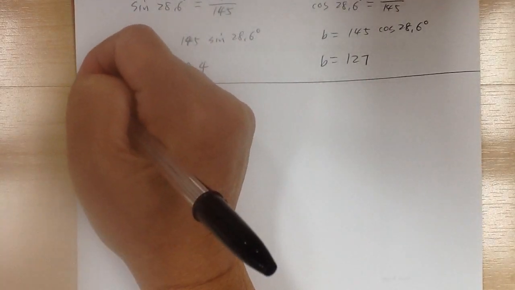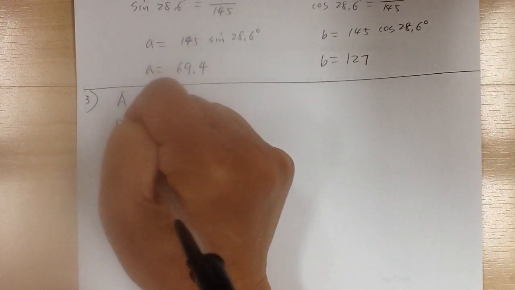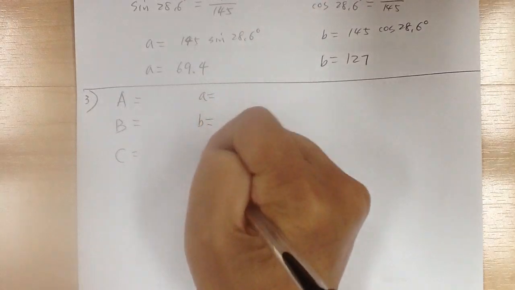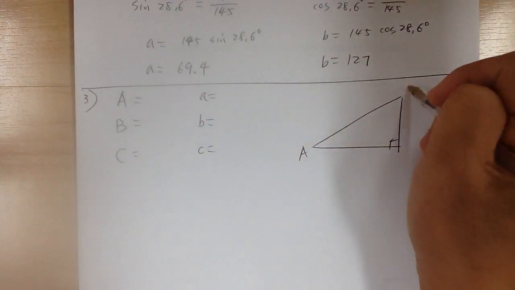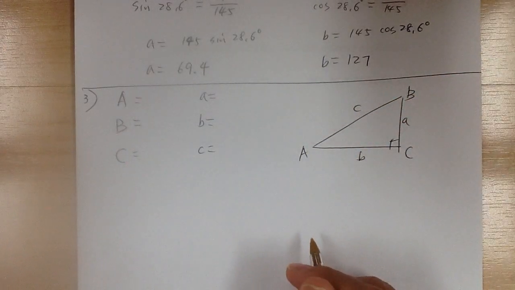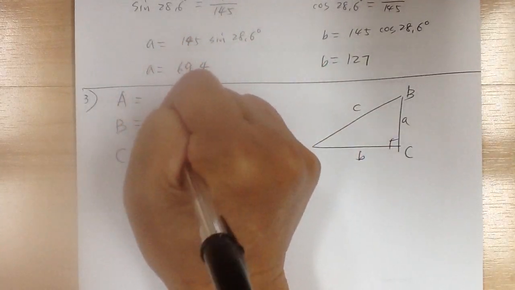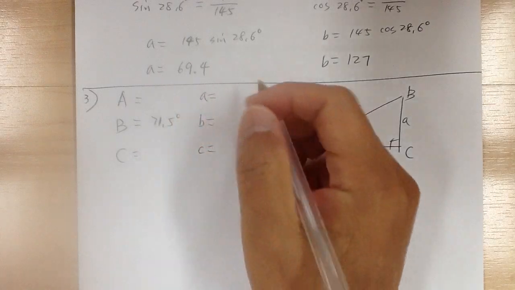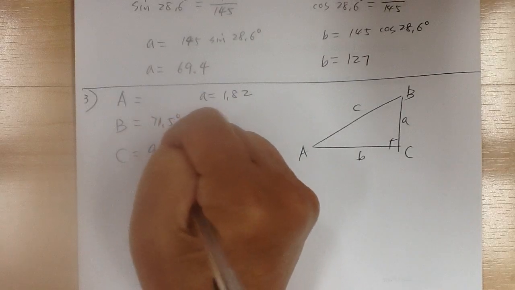Okay, number 3. So it's going to be the same thing. Okay, so A, B, C, and small a, small b, small c. Okay, it's very quick. Okay, write down what's given. So B is 71.5 degrees, and remember the degree, right? And a is 1.82. Okay, again, angle C is always equal to 90 degrees.